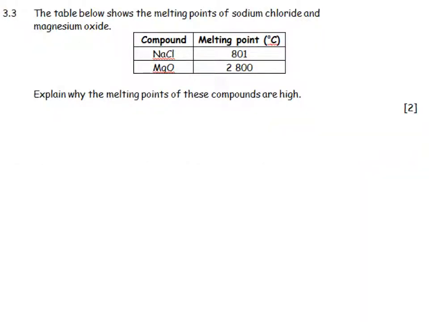The table below shows the melting points of sodium chloride and magnesium oxide. Explain why these melting points are so high. Both of them are ionically bonded substances. So they're both between a metal and a non-metal. So they are ionic bonds, and therefore an ionic bond is between a positive and a negative particle, and it is a strong electrostatic force.